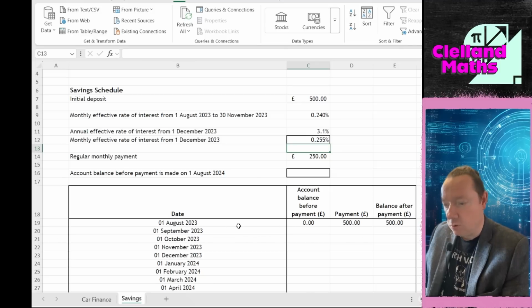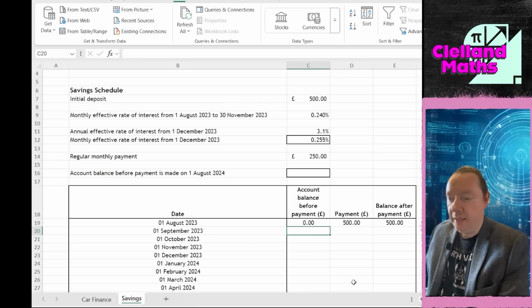So we've got 1st of August 2023 has already been filled out. Account balance before payment. Then I made a payment. Balance after payment. So I need to work out what to put in here. So he's put some money in August and it's £500. At the start of September then, a month later, his balance is going to be 500 plus the interest he gets that month, which is 0.24. So I need to have that in there.